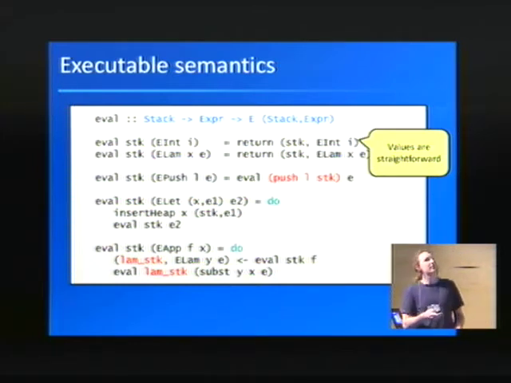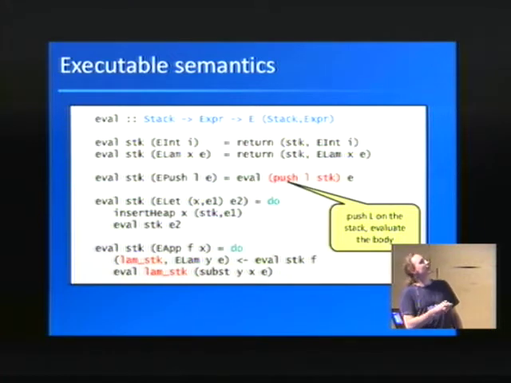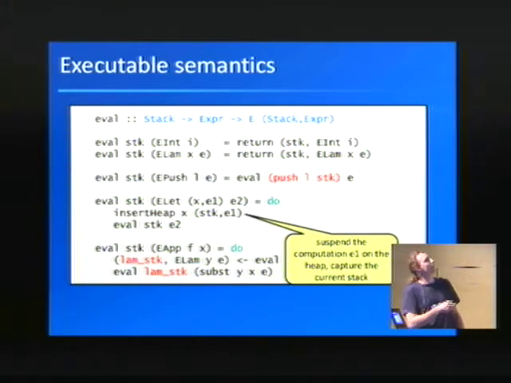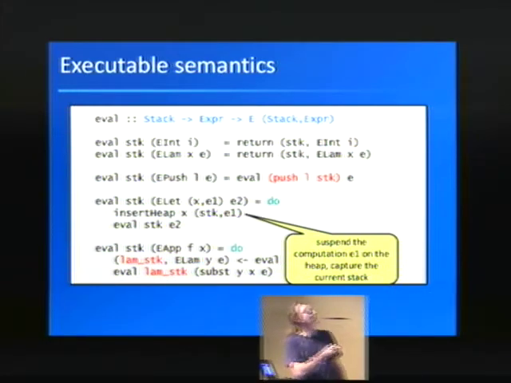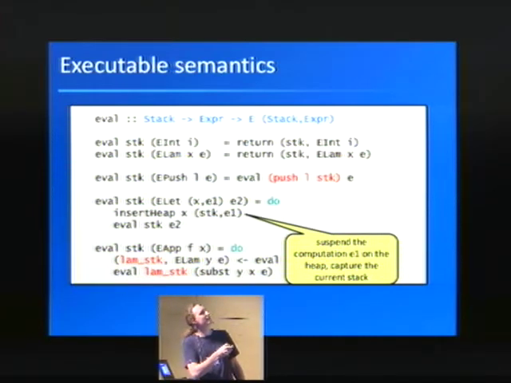So values are fairly straightforward, just return the current stack and the value, same for lambdas. If we have a push construct, then we're going to call our function push on labels to generate the new stack after pushing L onto it. Now, let bindings. So I should mention that in this language, the language is in A-normal form, so all of the arguments for applications are always variables. And if you want to allocate a closure, that's done with a let. So a let expression takes a variable and an expression to bind to the variable and the body of the let. So we just insert into our heap, so insert heap is an operation at the moment, the variable and the pair of the current stack and the expression that we're binding. So this captures the current stack with the closure that we're saving in the heap.